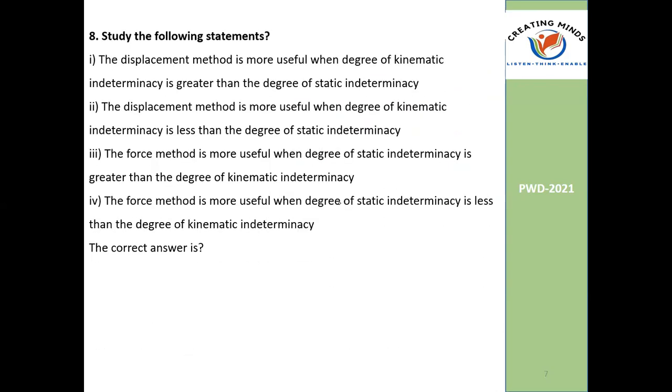Next. Study carefully. There are four sentences. Which of the statements are correct? Try.